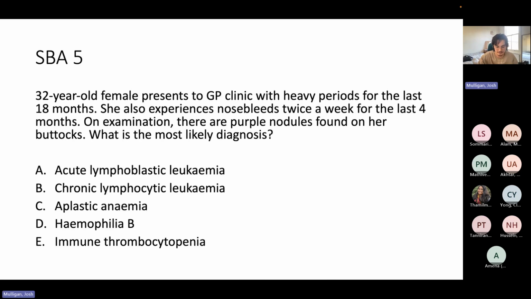Okay, SBA 5. A 32-year-old female presents to the GP clinic with heavy periods for the last 18 months. She experiences nosebleeds twice a week for the last 4 months. On examination, you find some purple nodules on her buttocks. Of these 5 options below, what would the most likely diagnosis be?